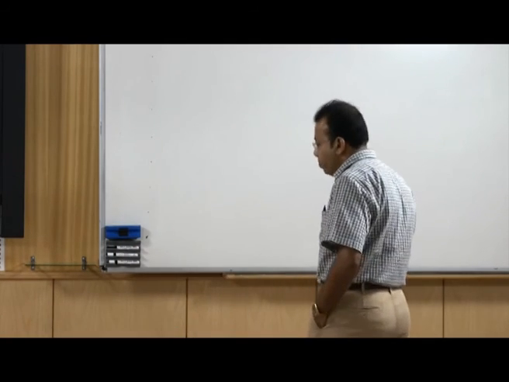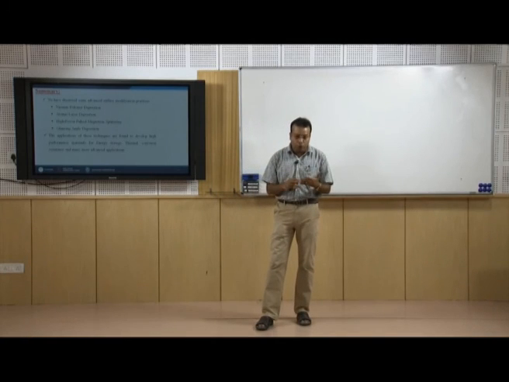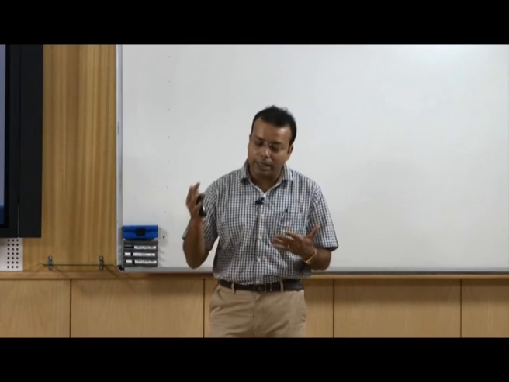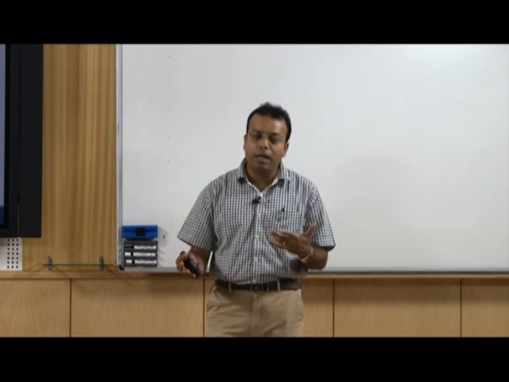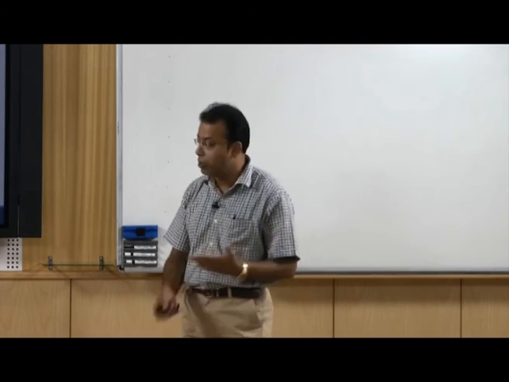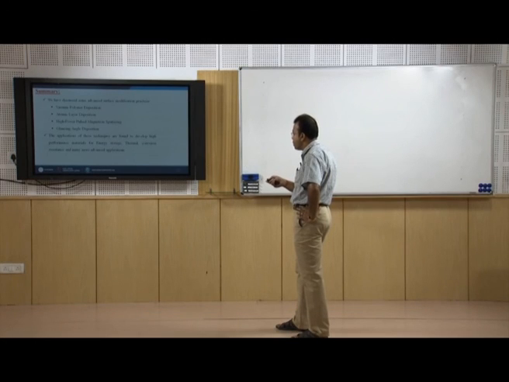So, in summary, in this particular lecture we have discussed 4 uncommon techniques, rather than the PVD process, physical vapor deposition, and rather than the CVD process, chemical vapor deposition. One is the vacuum polymer deposition, VPD process, then the ALD process, atomic layer deposition, high power pulsed magnetron sputtering and the glancing angle deposition process. These 4 processes we have gone through in detail in these slides.